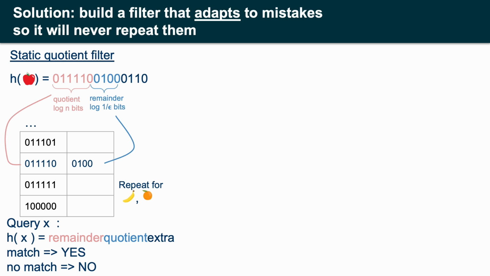So in this example, you can see we go to that location, and we store the remainder 0100 in that location. So I've inserted the apple into my filter there. And I just repeat this for every item in my positive set. I populate this hash table, and now I'm ready to answer queries. And so whenever I query some element X, I hash it through the same hash function. I find its quotient. I go to that location, and I check the remainder to what's there. If they match, I say yes. And if they don't match, I say no.